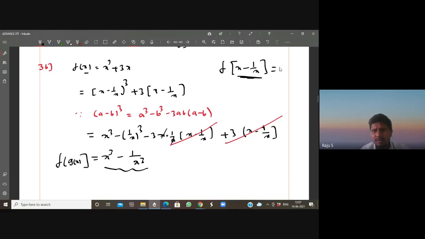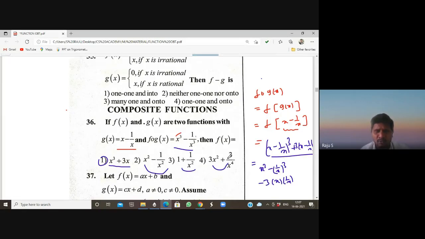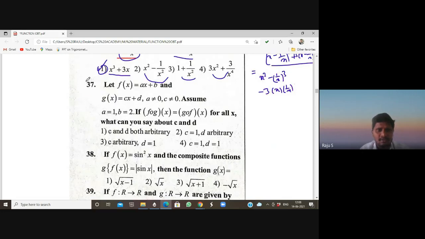We found this value as x cube minus 1 by x cube. So the first option is right. In the same way, you can take the remaining options. Remaining options won't satisfy the condition. We won't get x cube minus 1 by x cube when we find f of x minus 1 by x. Simple, students: f circle g of x, I substituted and found f of x minus 1 by x with the help of the options. That's it. First option is satisfied.